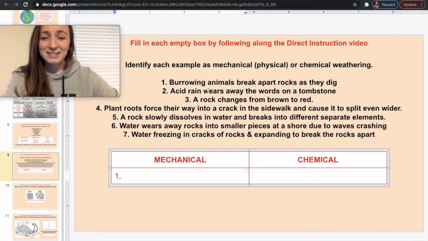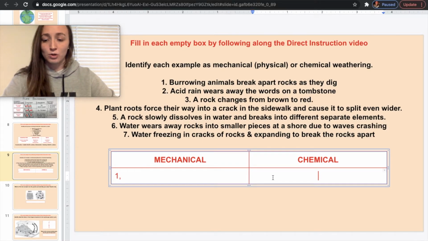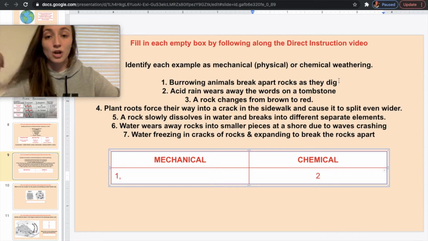Number 2 said acid rain wears away the words on a tombstone. It sounds spooky. So anytime you see the word acid involved, you know we're going to be talking about a chemical change. So we're going to put that under chemical. So again, anytime you see acid, think chemical weathering because it's totally changing the makeup of that stone.